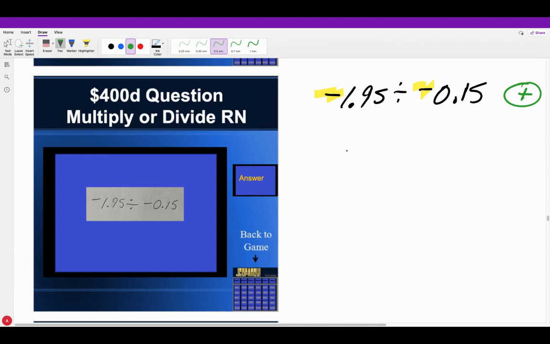I'm just going to do it as if they're positive and think about the sign at the end. So I'm doing 1.95 divided by 0.15. Remember, when we're dividing, we don't want to divide by any numbers that are decimals. So I'm going to move this decimal place over 2 times. And whenever I move my decimal place over, I have to do it with the number I'm dividing into as well. So this can be rewritten as 195 divided by 15.